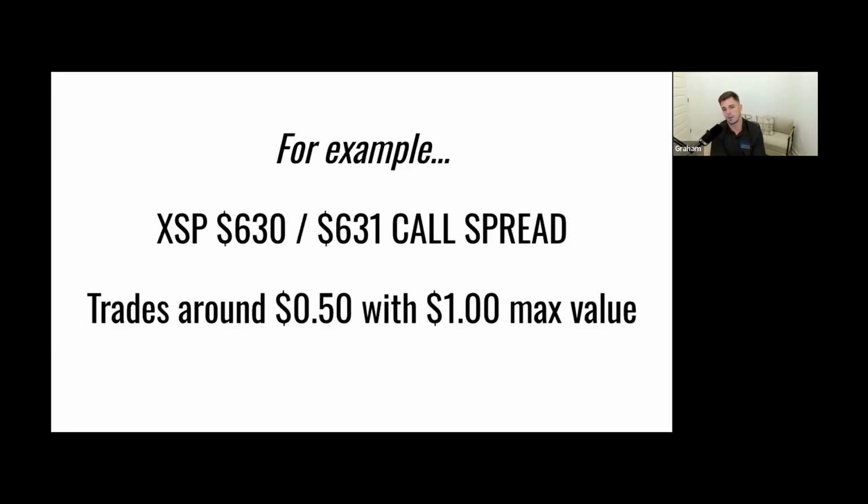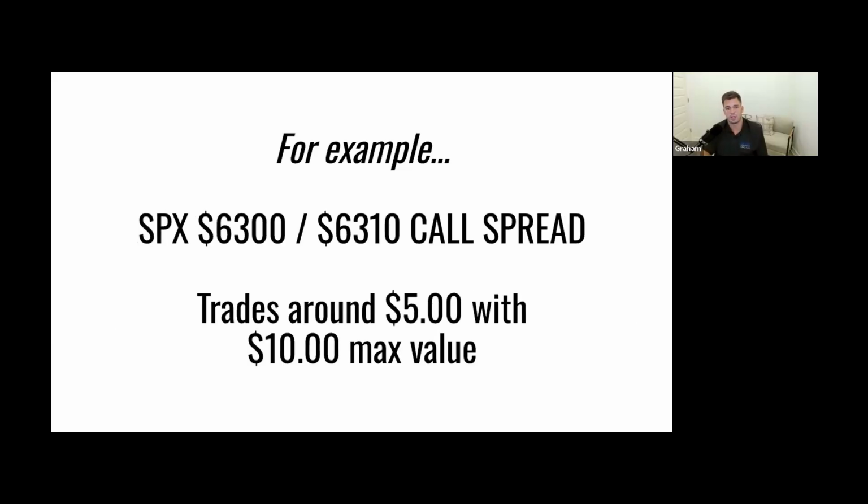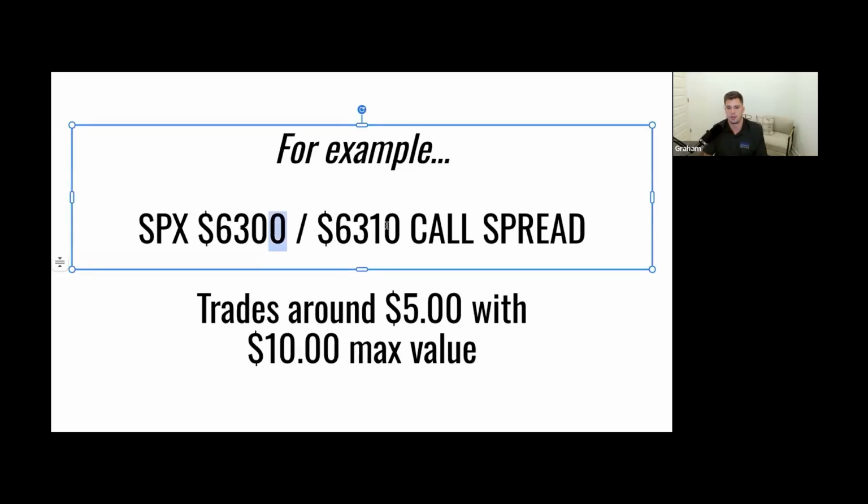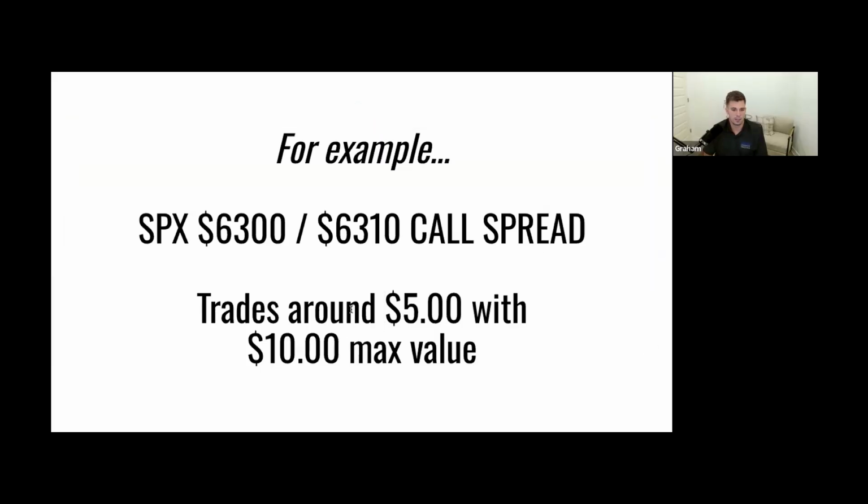So again, it's about 10 times the size. So for general purposes and examples here, if we're trading the 630 and 631 call spread for about 50 cents entry, the SPX same trade would be 6,300, 6,310. See, I just add a zero here. And instead of being 50 cents, it's $5. Does everyone see what happened there? It's just 10 times the size. The numbers move one digit. So it allows you to trade larger positions for cheaper.